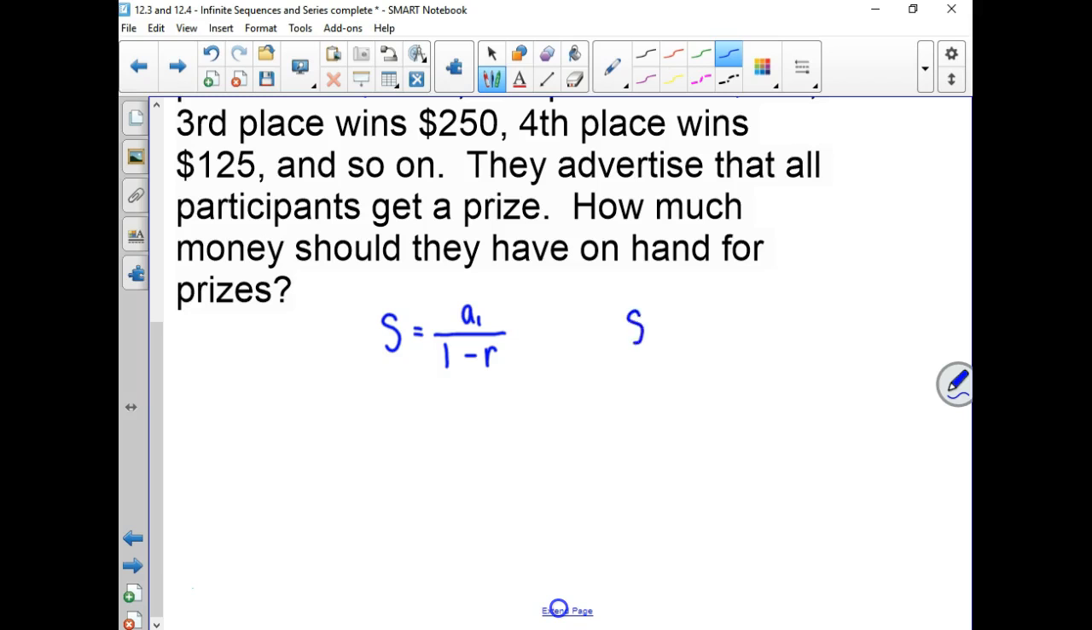So our sum here would be our original amount, or our first place prize was $1,000. What is our common ratio? What are we multiplying by each time? 0.5. So we'd have 1 minus 0.5. So we just get 1,000 over 0.5, and that is going to give us 2,000.